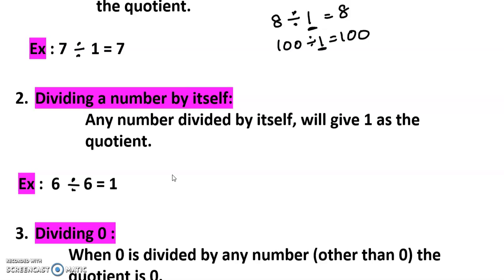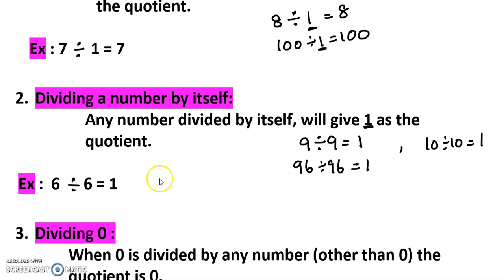Next, dividing a number by itself. Any number divided by itself will give 1 as the quotient. So 6 divided by 6 equals 1. 9 divided by 9, the quotient is 1. 96 divided by 96, the quotient is 1. 10 divided by 10, the quotient is 1. If you divide the same number, you will get 1 as the quotient.